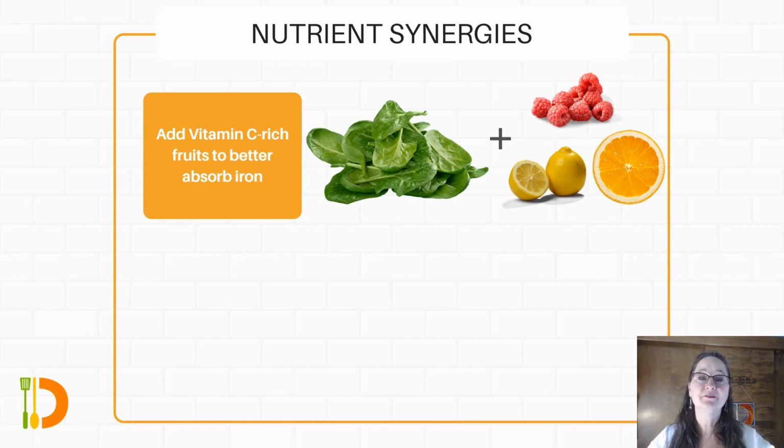Incorporating fruit with meals provides opportunities for nutrient synergies again. Adding a vitamin C-rich fruit such as raspberries or citrus to a meal with foods high in iron can help the body better absorb the iron.